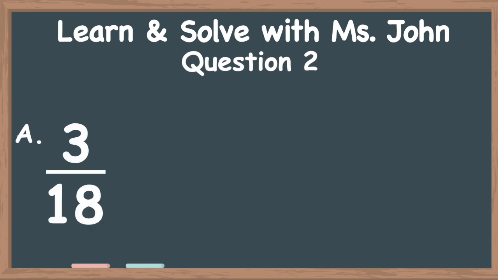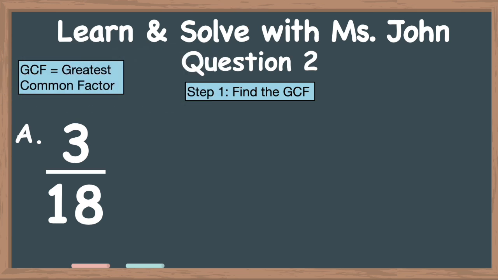So let's do A. We're going to reduce 3 over 18. So again, we're going to first find the GCF. And remember, GCF is greatest common factor. So the factors of 3 are 1 times 3. Therefore, the factors are 1 and 3.